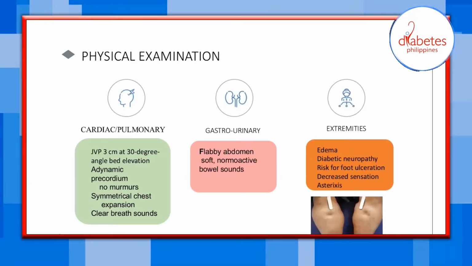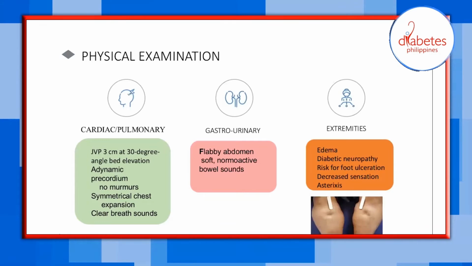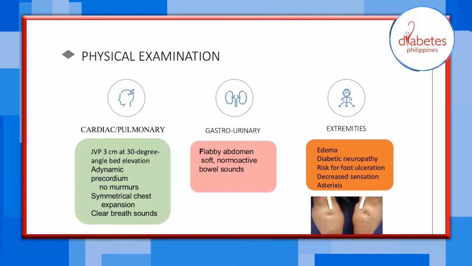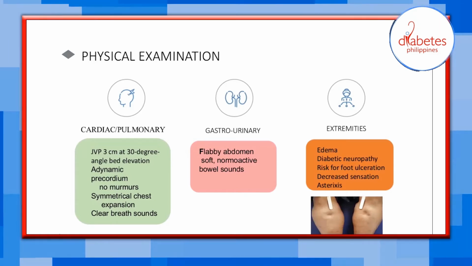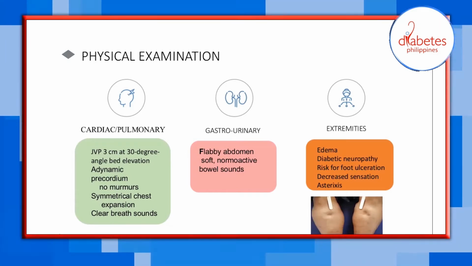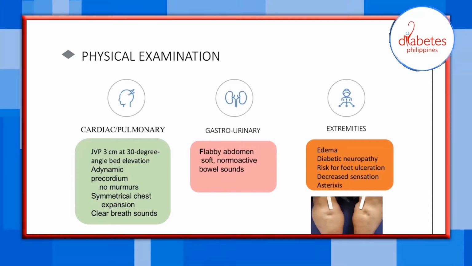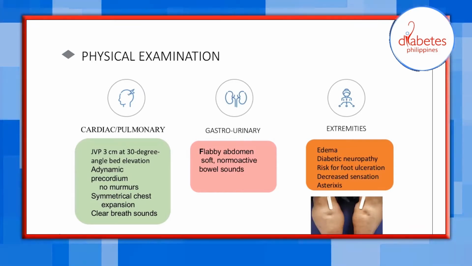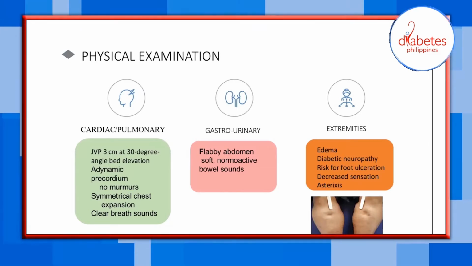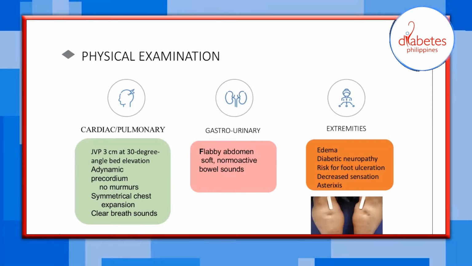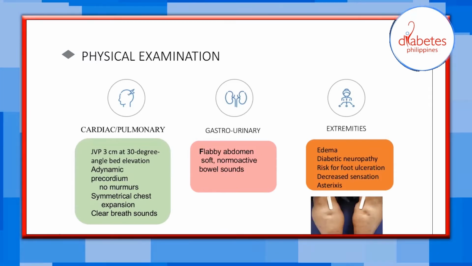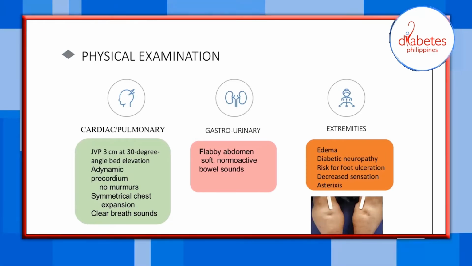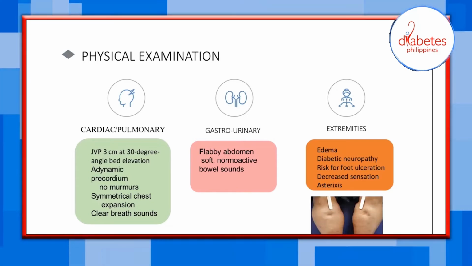Next is your cardiopulmonary, gastrourinary, and your extremities. So you should always check for signs of target organ damage of hypertension and diabetes. For your cardiac examination, you should check for your precordial examination, check for LV heave, your S4 if it's present, check for your JVP, and also the precordium, and if there are murmurs. And also for the pulmonary, check for symmetric chest expansion and for adventitious breath sounds. This can be signs of infection or volume overload.